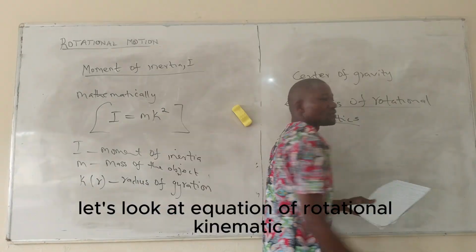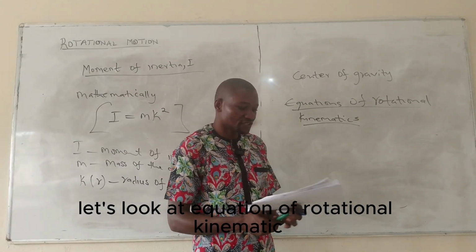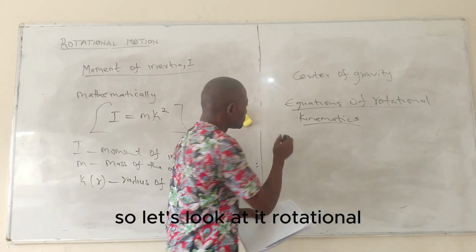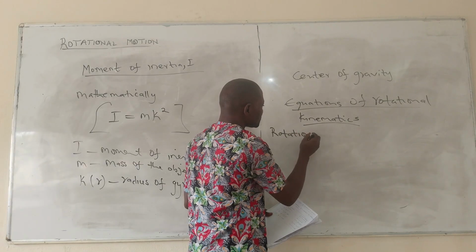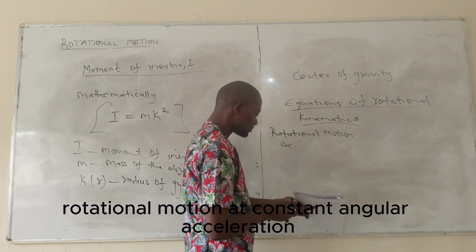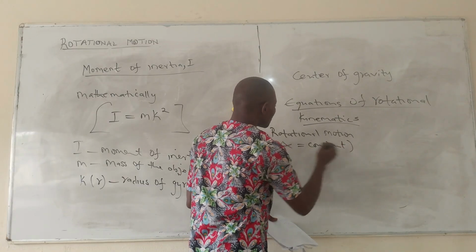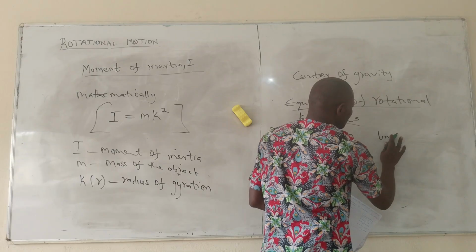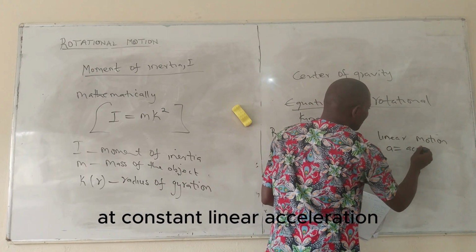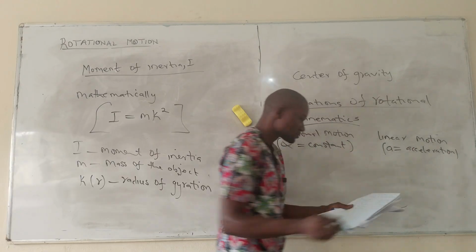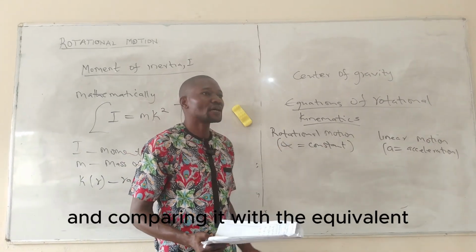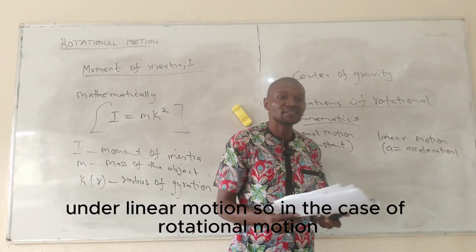Okay, let's make progress. Let's look at the equations of rotational kinematics, and we shall be comparing them with the linear equations. So let's look at it. Rotational motion at constant angular acceleration. Linear motion at constant linear acceleration. So we are trying to look at the equations of motion, looking at rotational motion and comparing it with the equivalent under linear motion.